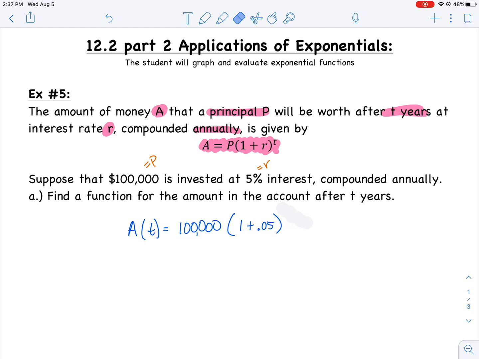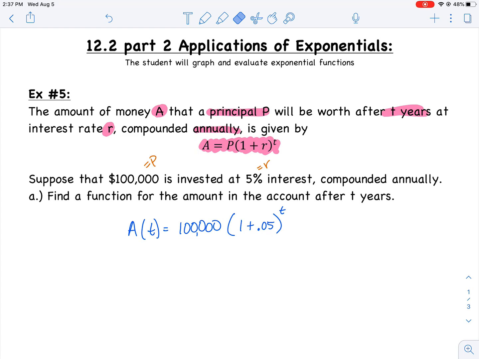We don't know how many years we're going to leave it in the bank, so we're going to leave that a T. And we don't know what amount we're going to have because it depends on how long we're going to leave it in the account. So I'm going to use function notation and say A of T, or you could just say A equals 100,000 times 1 plus 0.05 to the T. And so depending on how many years we leave our money in this account, we can calculate how much money we're going to have in the end.